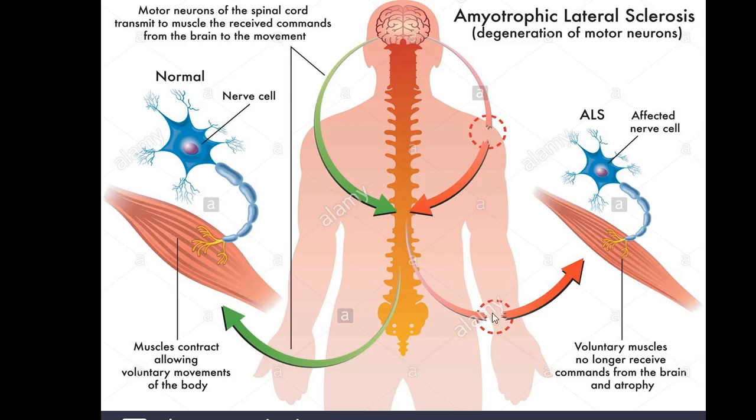In this diagram, you can see the motor neurons of the spinal cord transmit the information to the muscles and receive commands of the brain for movements. This is the normal condition. In amyotrophic lateral sclerosis, you can see this command is decreased, and because of the decrease in this command, there is atrophy of the voluntary muscles.